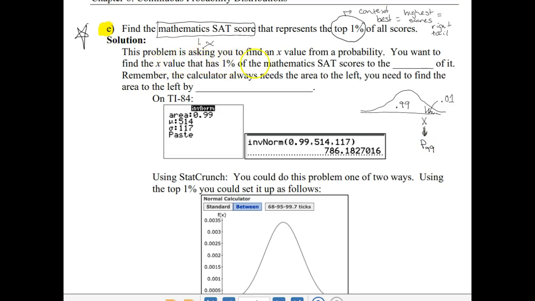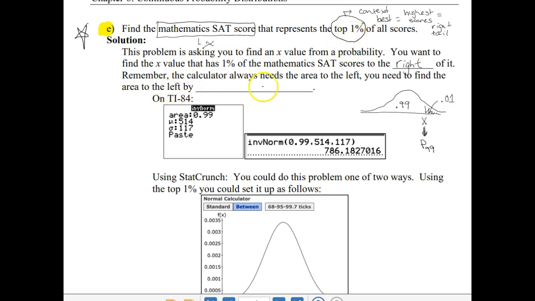So this problem is asking you to find an x value from a probability. You want to find the x value that has 1% of the mathematics SAT scores to the right of it. And again, I want to emphasize that it's not just because it says top. It's because top scores are going to be in the right tail. Again, if we were looking for our top runners and we were looking at their times for completing a mile or whatever they're running, our top runners are going to actually be down in the left tail. Okay, so again, context is important here.